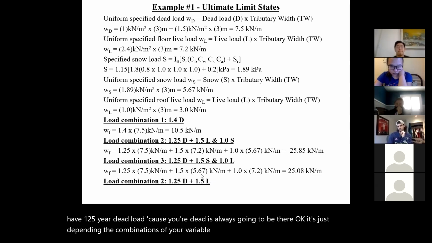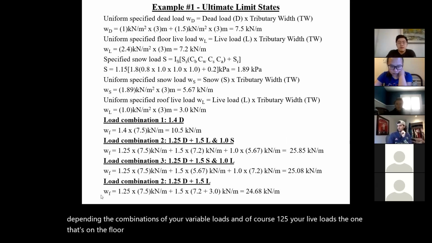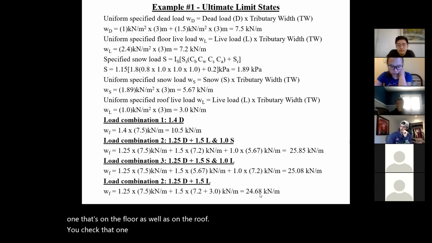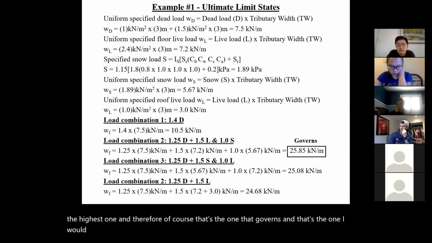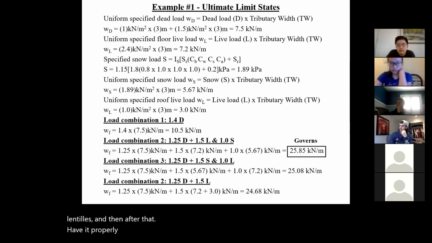And of course, 1.25 your live loads, the one that's on the floor as well as on the roof. You check that one also. You get 24.68. And of course, you look at 1, 2, 3, 4. You always design for the highest one, and therefore that's the one that governs, and that's the one I would do my analysis with. In other words, get my moments, get my shears, and design my lintels, and then have it properly designed for the forces that I've just calculated.